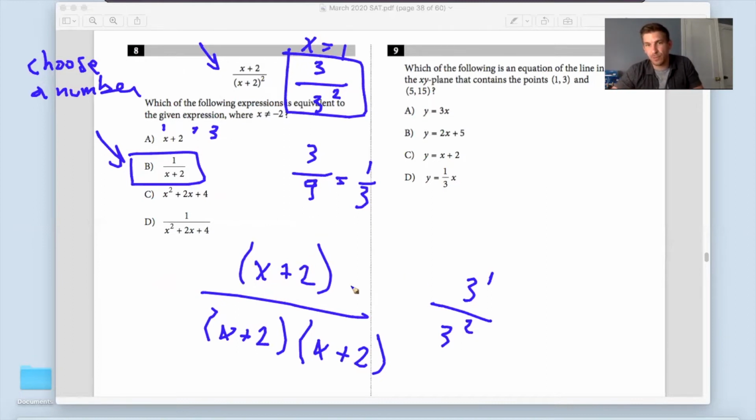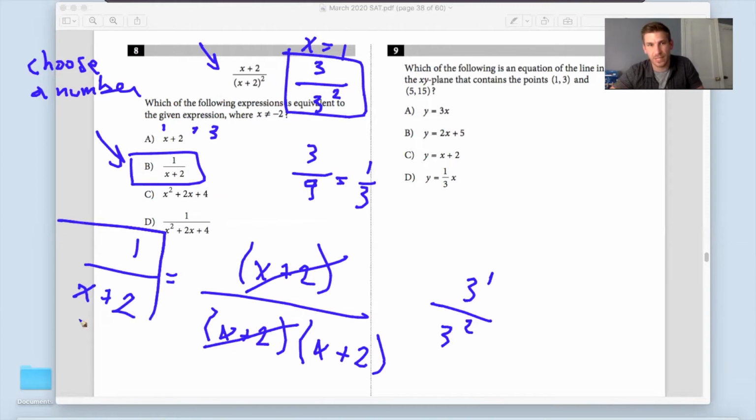So if you have trouble with doing this, you're going to have trouble with doing this as well, and you'll eventually just solve, right? That's why I'm saying choosing a number is always a default way if you get stuck with which of the following is equivalent. But mathematically, if I have x plus 2 over x plus 2 over x plus 2, this then becomes 1 over x plus 2. So there's 2 quick ways of solving the answer. I get b for both, so I know that's definitely right. And I'm going to move on to number 9.